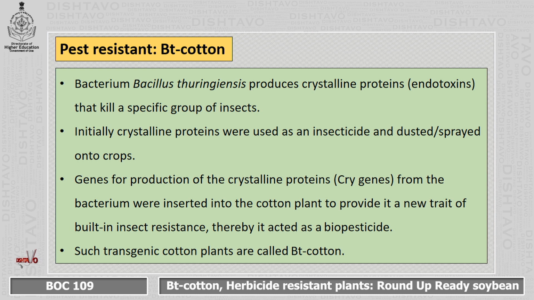And these plants wherein the new trait, that is of crystalline proteins, has been introduced were called Bt cotton because the gene was from the bacterium Bacillus thuringiensis and the plant name was cotton.